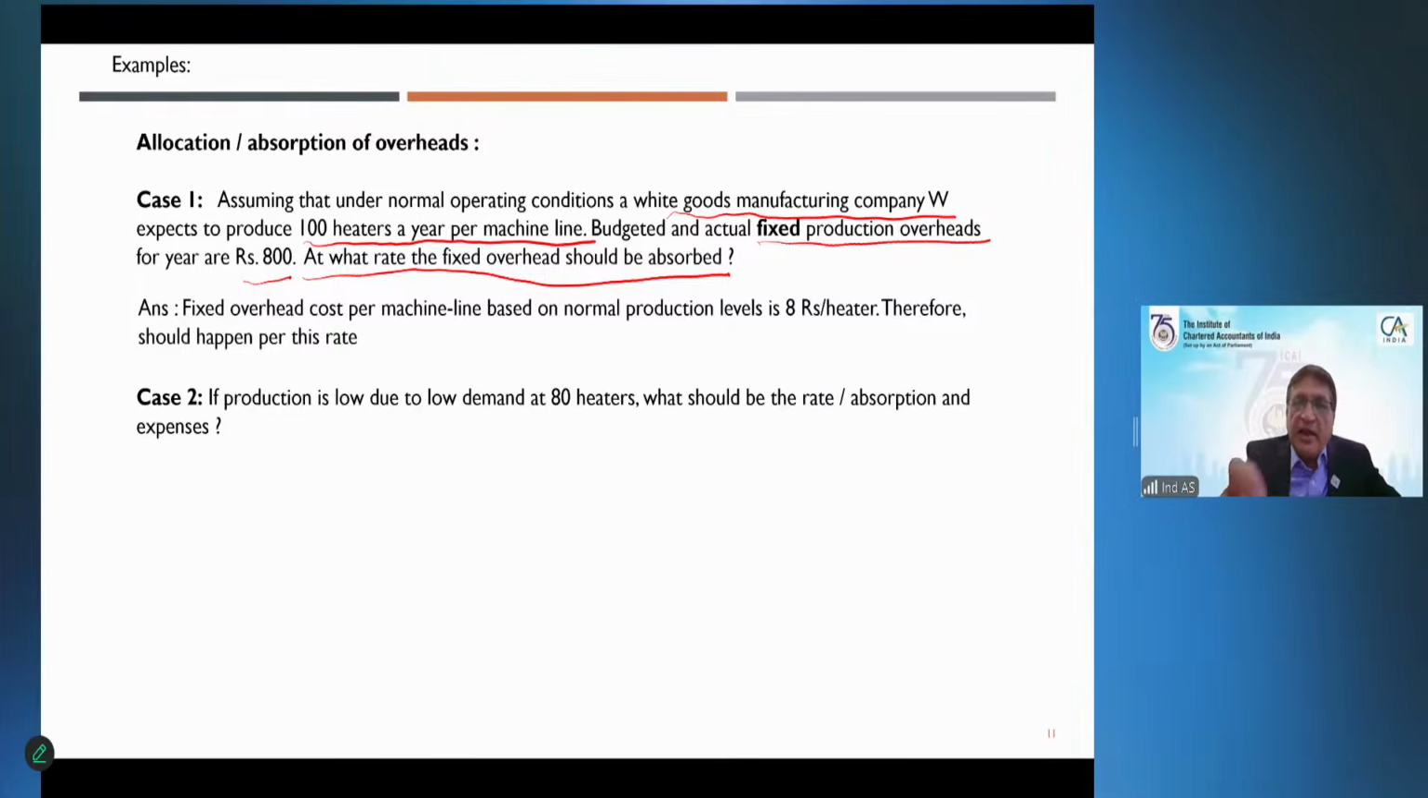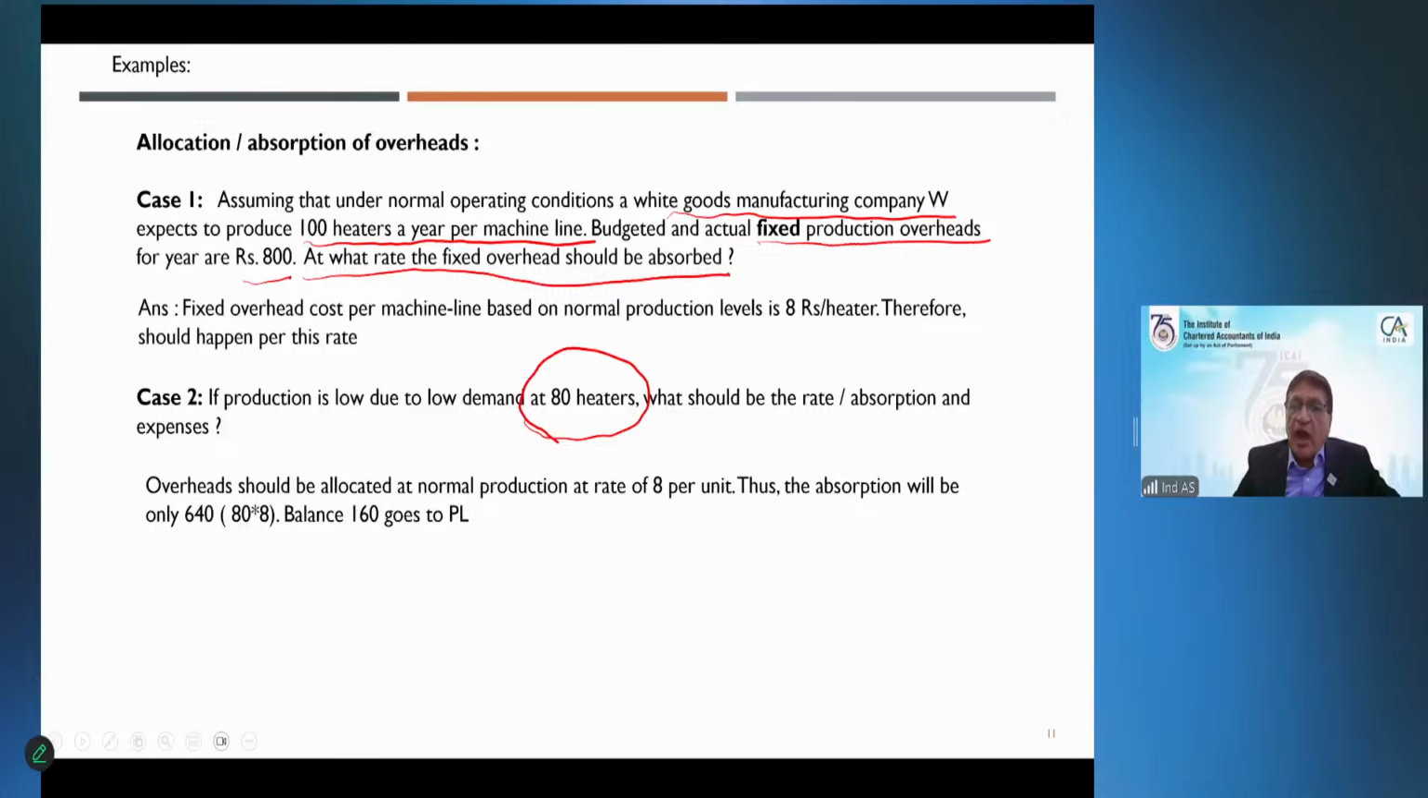Now, in case there is a lower demand and only 80 heaters have been produced, what should I do? My normal production is 100, but my present production is 80. In this case, I would still have to absorb at 8 rupees per unit because this is based on the normal production. So my absorption would be only 640, and the balance of 160, that is on the 20 units which I am not able to produce, goes to the profit and loss account. So I do not over absorb or under absorb.